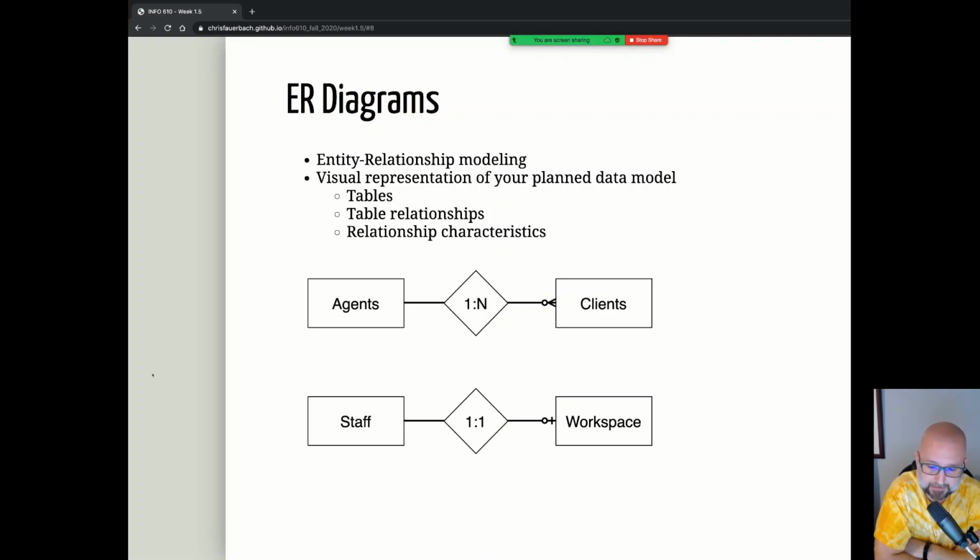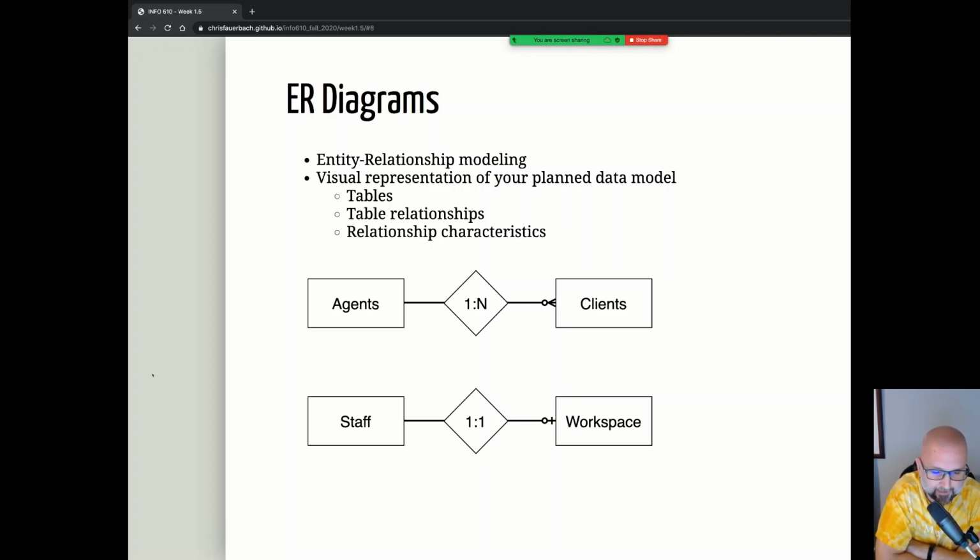So one of the ways that we design and share designs of our databases is by building ER diagrams. They're called entity relationship diagrams. This helps us visualize, it helps me visualize, what our data is going to look like. We can use this to represent the tables, the table relationships, and those relationship characteristics. So as an example, last week we talked about agents and clients being a one-to-many relationship.